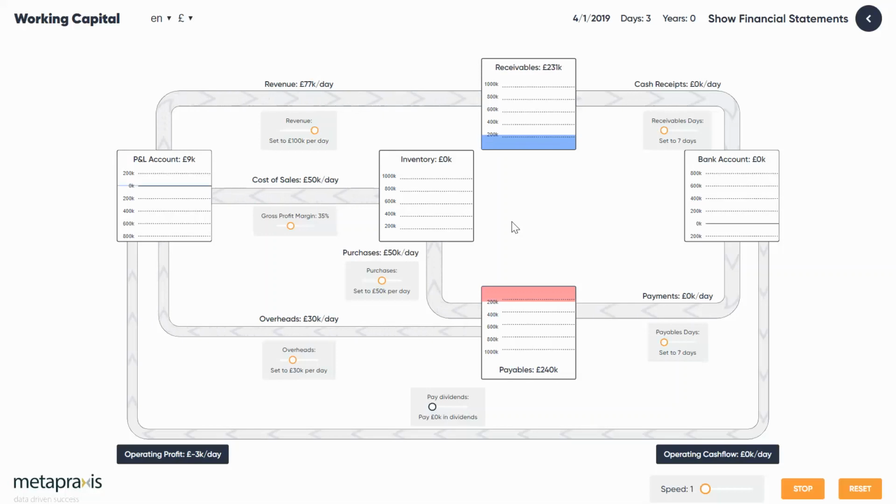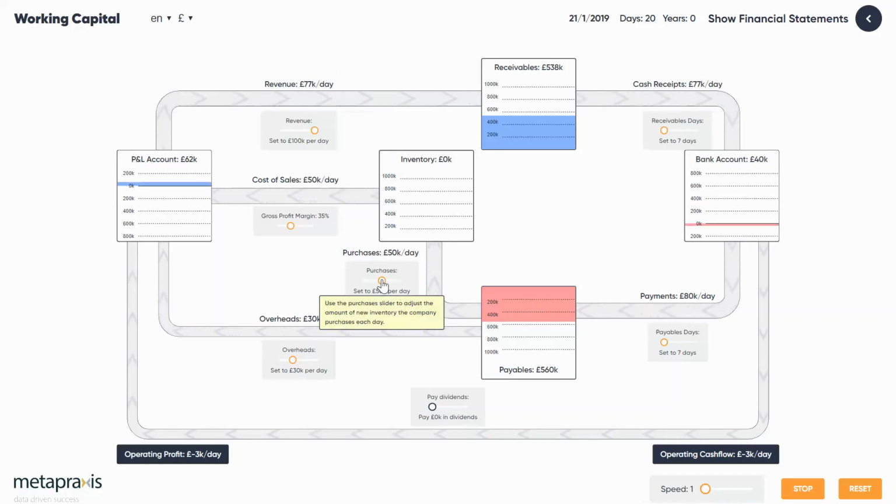So when we first start off, we can see we're buying 50,000 each day, and obviously we can only sell what we buy. So our cost of sales is 50,000, and our revenue is not the 100,000 target yet, it's only 77,000. So the limiting factor here are the purchases. If we increase purchases, we start to see that revenue increases as well, because our profit margin is fixed at 35%.